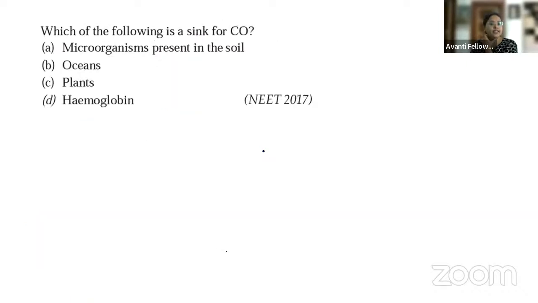Which of the following is a sink for CO? So carbon monoxide which is produced in the environment. Okay, if you want to make a sink for that, okay, if you want to means discard that CO and we have to do the means we have to remove the CO. So what you will use a sink for CO? Microorganism present in the soil, oceans, plants, hemoglobin.